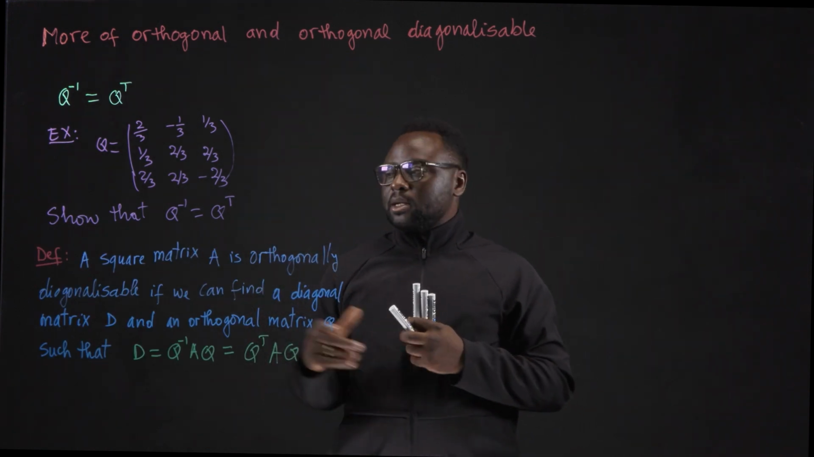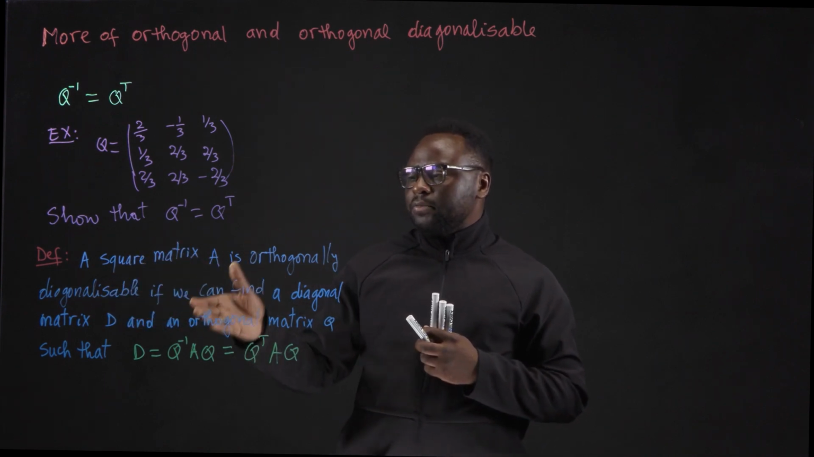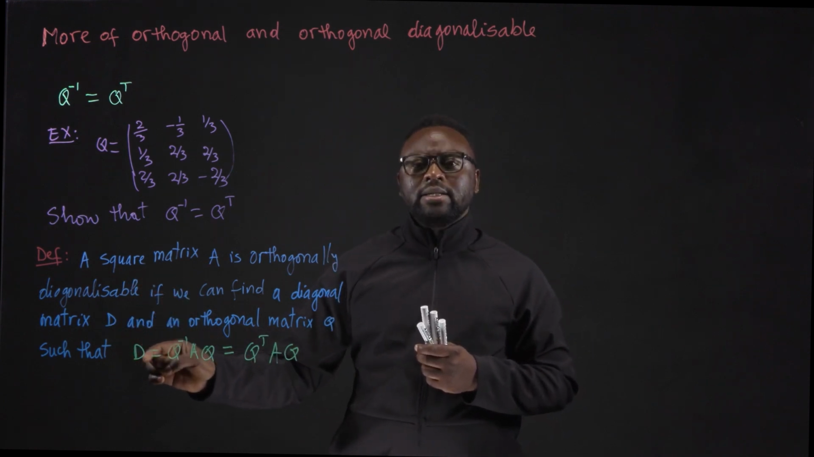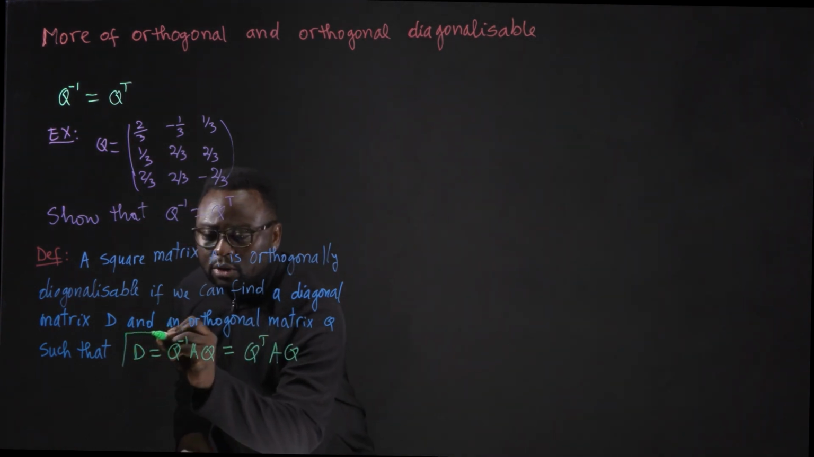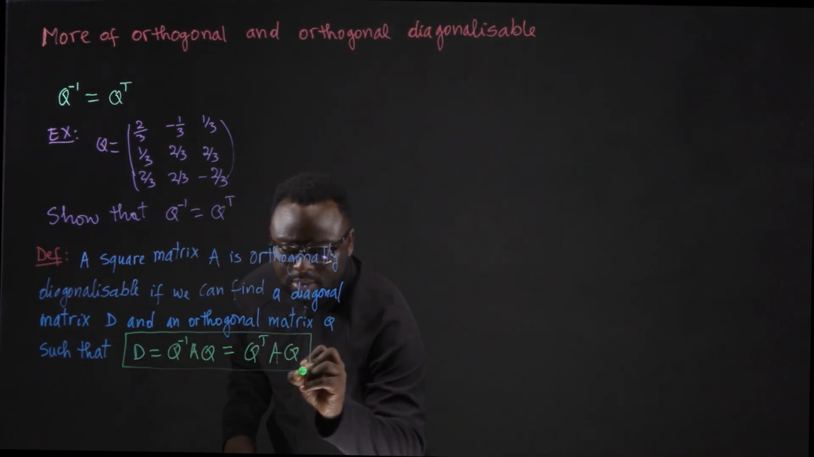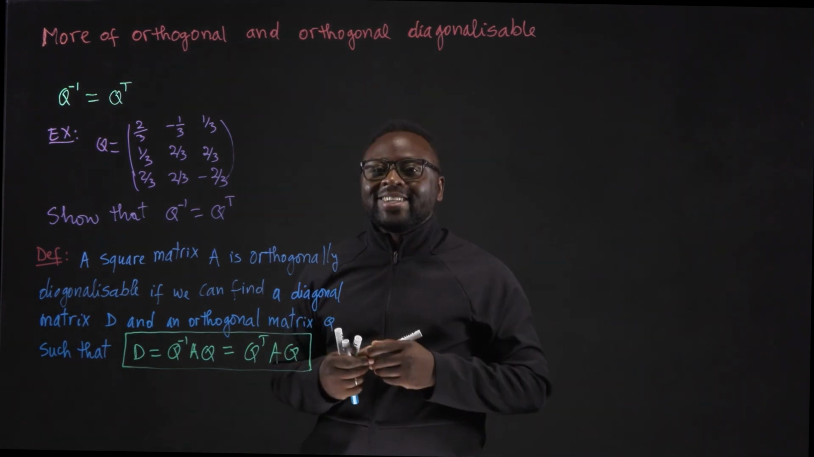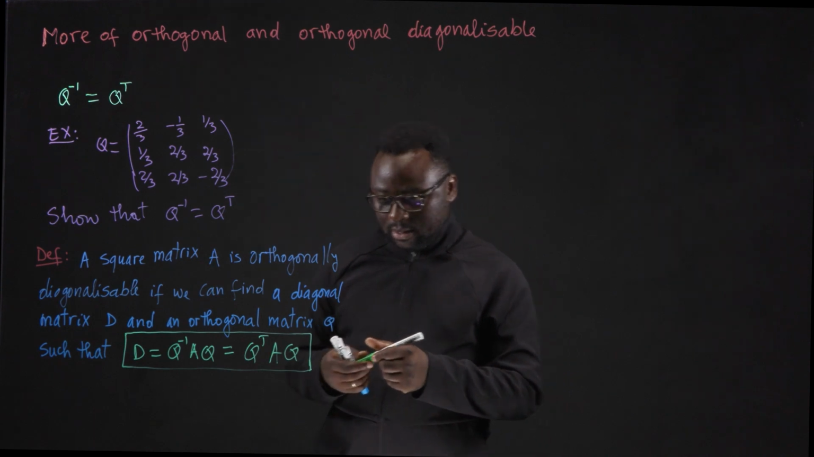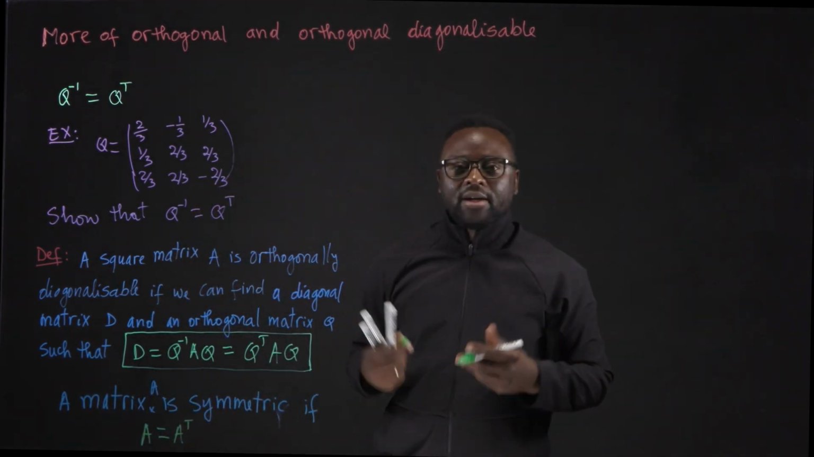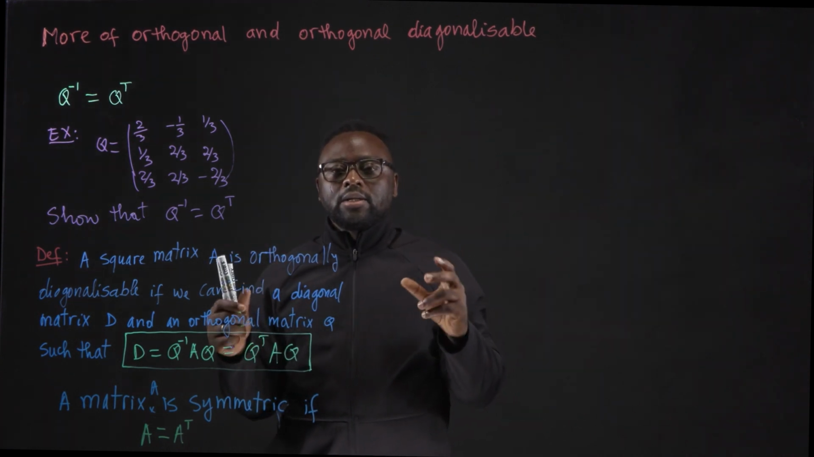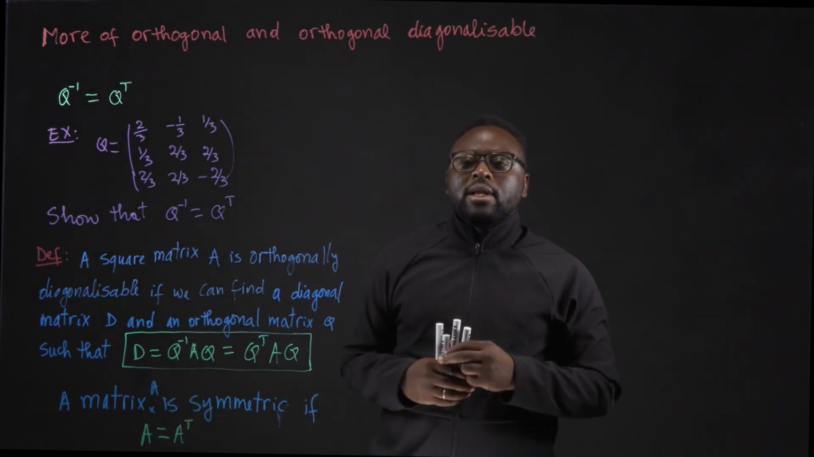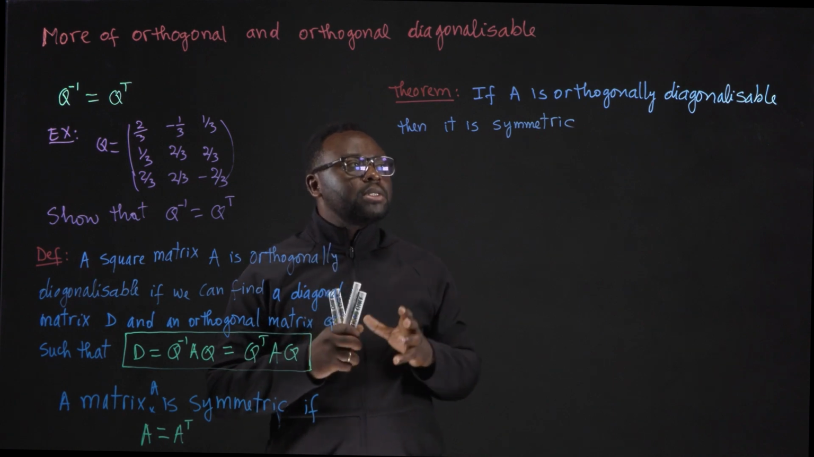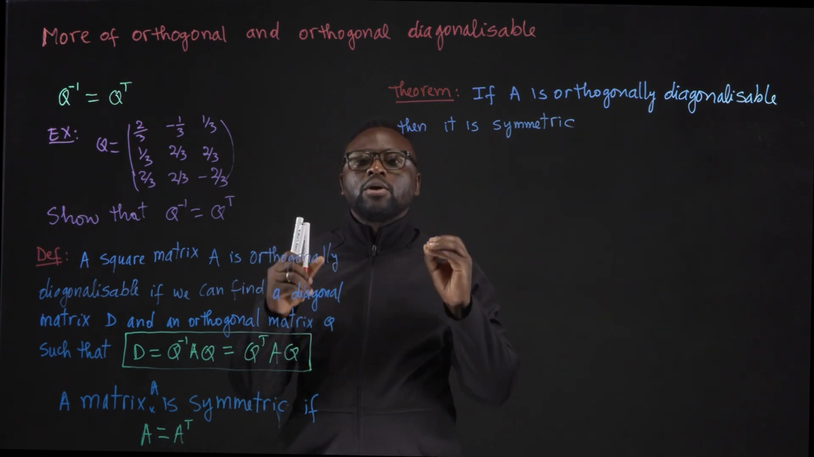All right, let's look at this definition. A square matrix A is orthogonally diagonalizable if we can find a diagonal matrix D and an orthogonal matrix Q such that this formula is satisfied. This relation is very important because you can show that the matrix is orthogonally diagonalizable without using this formula. Having said that, let's also look at the symmetric matrix. A matrix is symmetric if and only if A is equal to A transpose. We all know how to find the transpose of a matrix. Then let's look at this last part. This is a very useful theorem. The theorem says that if a square matrix A is orthogonally diagonalizable, then it is also symmetric.